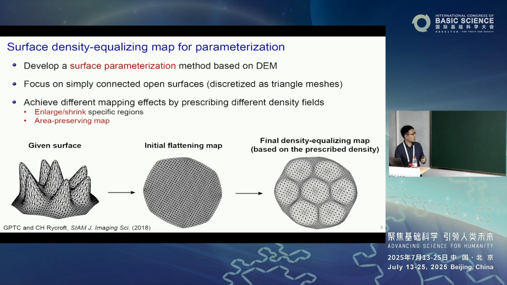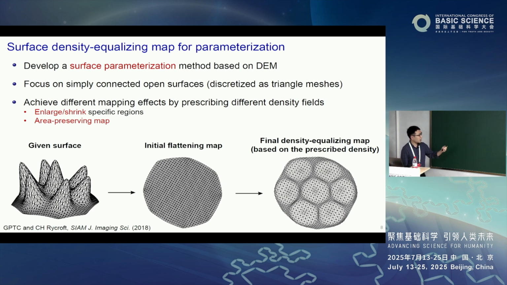And the basic idea is that we want to develop a surface parameterization technique based on this density equalizing map principle. In this work, we first focus on simply connected open surfaces, which are topologically equivalent to a unit disk or a unit square and so on. That gives us an easy way to extend the previous idea of density equalizing map to this kind of surface mapping problem.